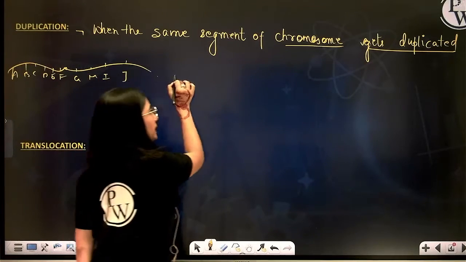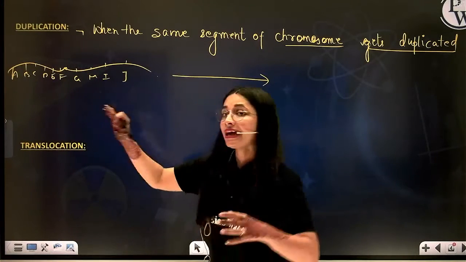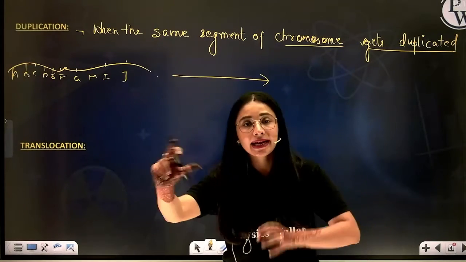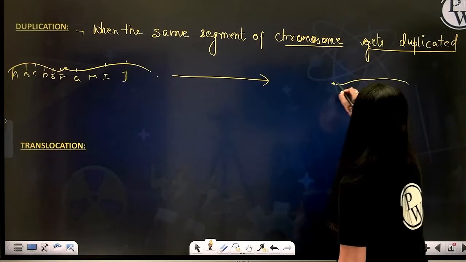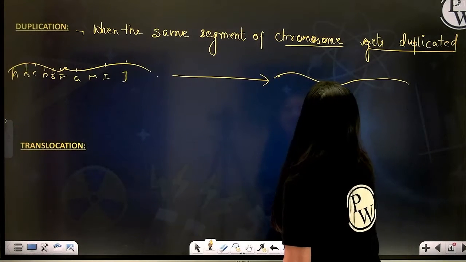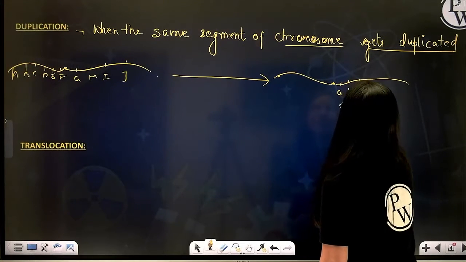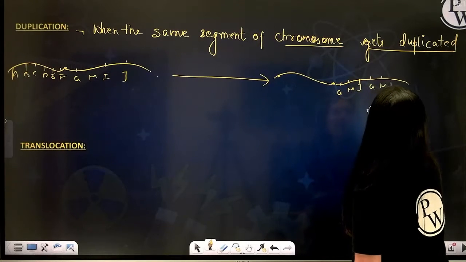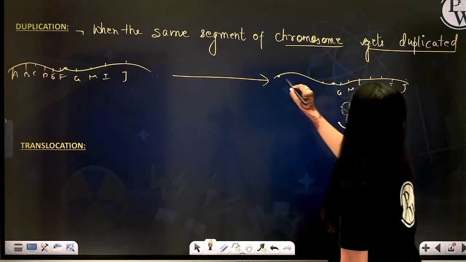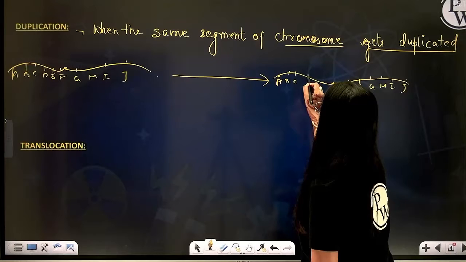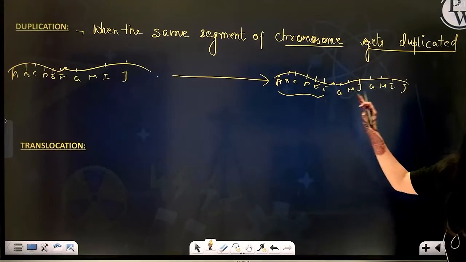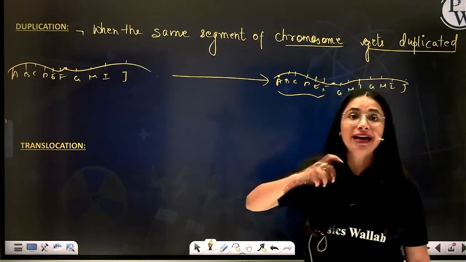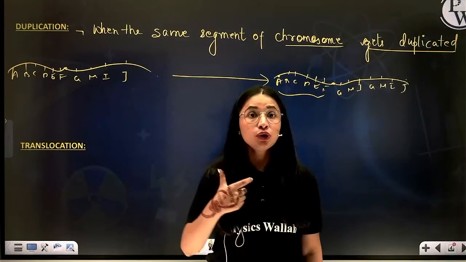Now, if duplication mutation is happening, then any segment of the chromosome will get doubled. For example, if GHI gets doubled, so GHI, again GHI will occur, and then J. Here A, B, C, D, E, F gene. So the upper arm is normal, but the lower arm of the chromosome doubles the number of genes.